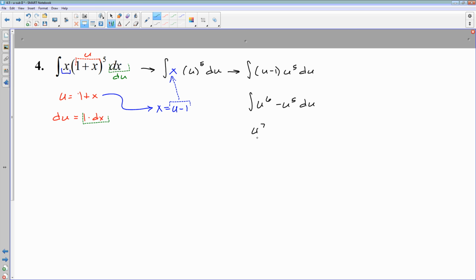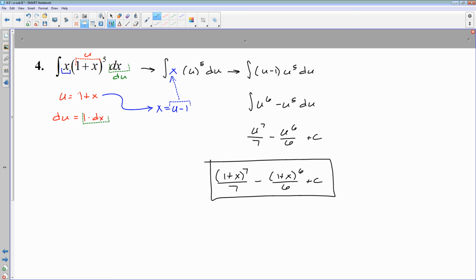U to the seventh over 7 minus, add 1 to the old exponent, u to the sixth over 6 plus some constant. And then our last step, remember we have to plug our x's back in for u. U is equal to 1 plus x, so my final answer is (1 plus x) to the 7th over 7 minus (1 plus x) to the 6th over 6 plus c. So there is our answer.